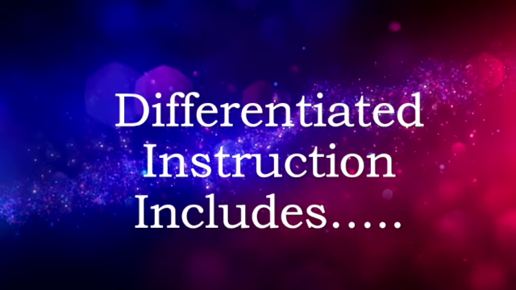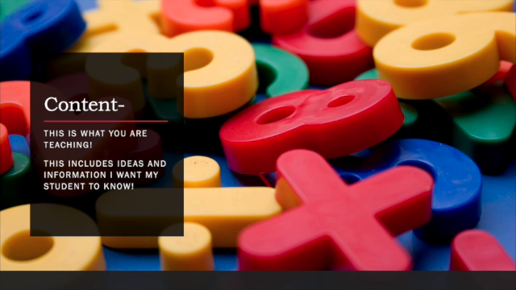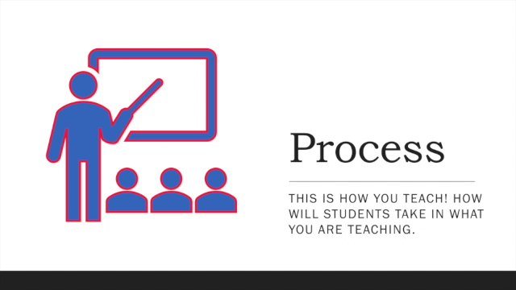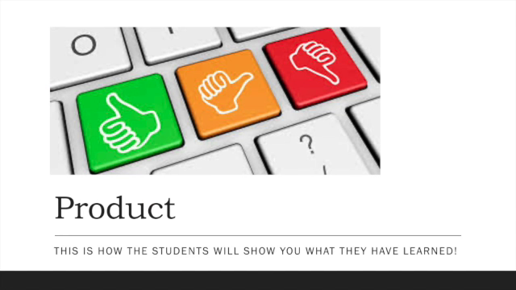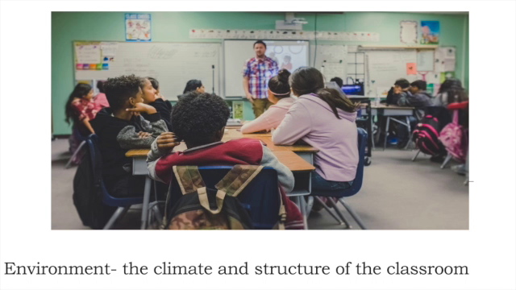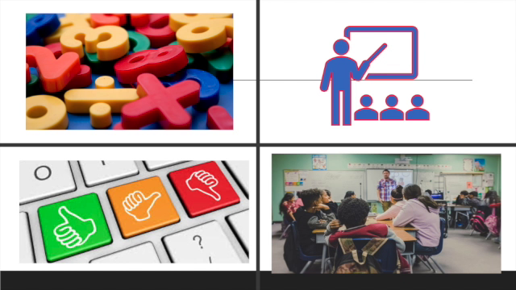Differentiated instruction includes content. This is what you're teaching. This includes the ideas and information I want my students to know. Process. This is how you teach. How will your students take in what you are teaching? Product. This is how the students will show you what they have learned. An environment. The climate and structure of the classroom. It takes each of these components working together to effectively differentiate in your classroom.